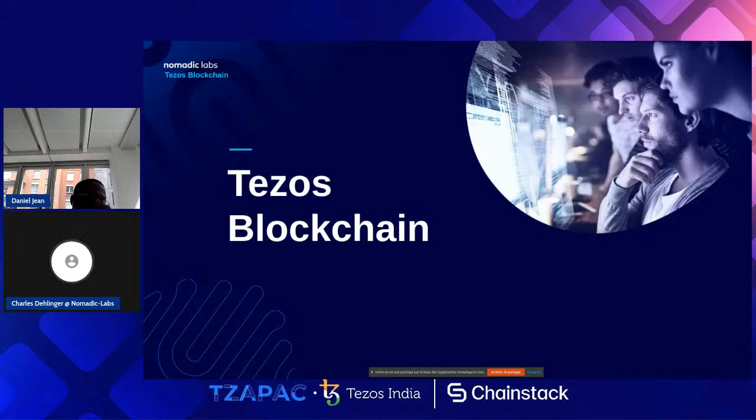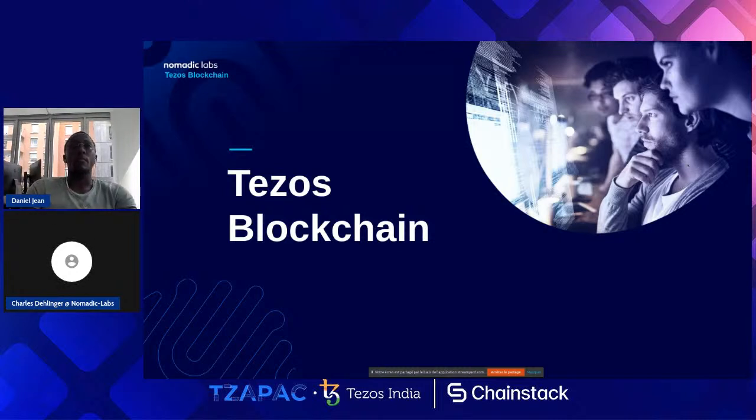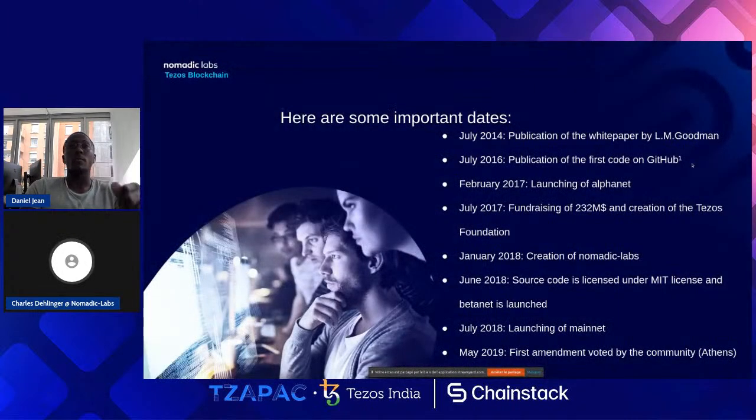Okay, so in this section, we will talk about the Tezos blockchain, its history and its specificities compared to other blockchains. We will introduce you to the history of Tezos. First of all, you can see the Tezos project started in 2015 with a publication of L.M. Goodman. The mainnet started in July 2018, and it's the actual Tezos network. And the first voted amendment was Athens in May 2019. The current amendment is Granada, which has been live since last Friday.